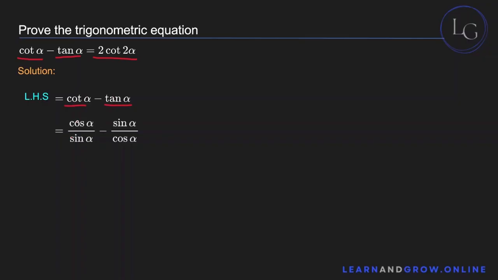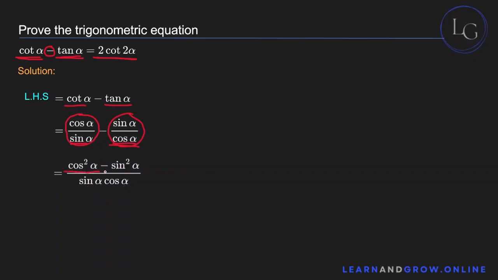cotangent alpha is obviously equal to cosine alpha over sine alpha, and tangent alpha is equal to sine alpha over cosine alpha. Now that that's established, let's take the LCM, right? Because these are two separate terms separated by the negative sign, but on the right hand side it's just one term. So to get one term, you need to take the LCM over here, right? And so multiply this entire expression with cosine alpha and multiply this entire expression with sine alpha, and now you have this term over here.